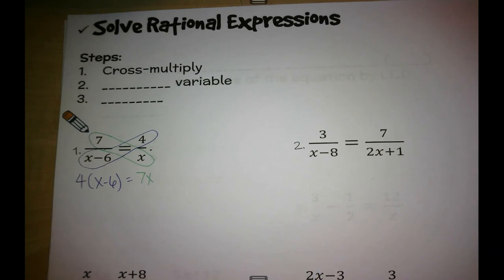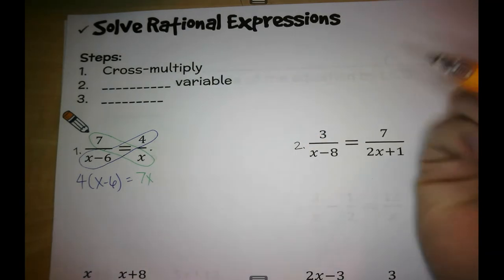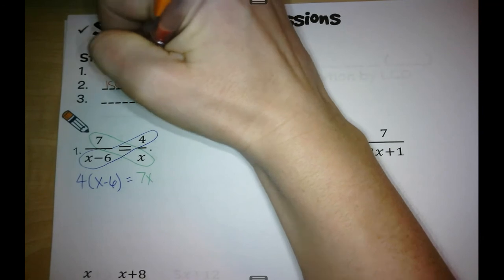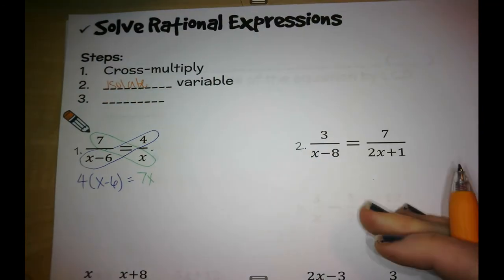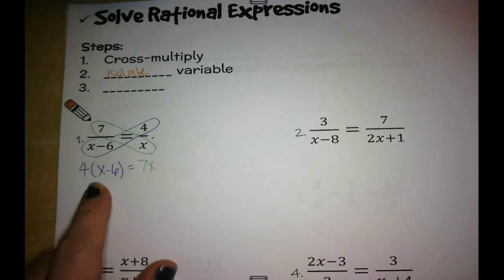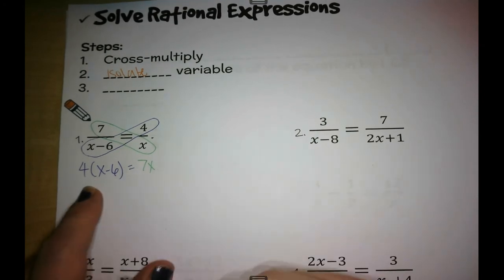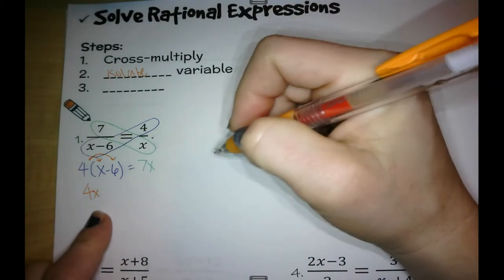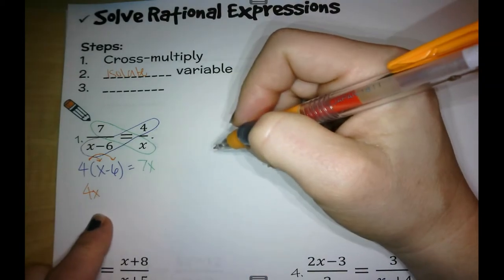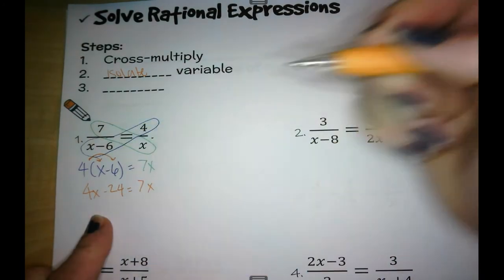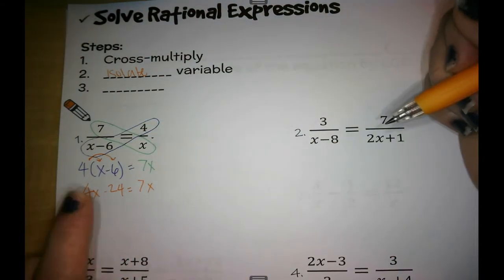And then we need to solve for x. So we need to isolate the variable. That means getting it on one side by itself. So remember, when we have parentheses and a number or a variable on the outside, we need to distribute. So 4 times x minus, 4 times negative 6 is negative 24, and that equals 7x. We need to get x on one side by itself.